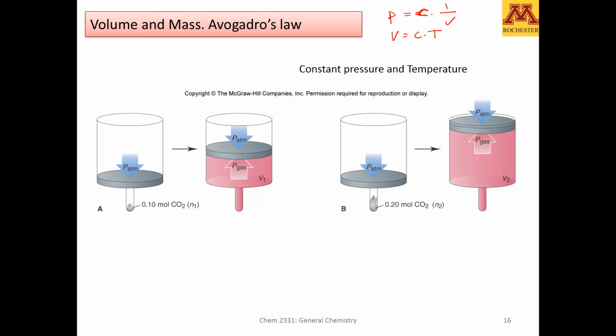What is Avogadro's law? In this case, the experiment is run at constant pressure and constant temperature. I'm not sure it was Amadeo Avogadro running the experiment, so I cannot attribute it to him. But what the experiment tells you is that if you put a certain quantity of gas, that will become a certain volume. If you double the quantity of gas, you will be doubling the volume. In other words, the quantity of gas is proportional to the volume.